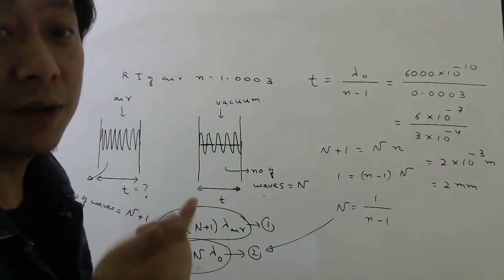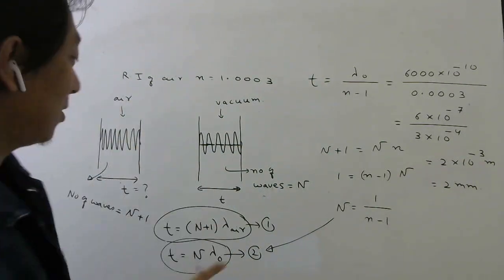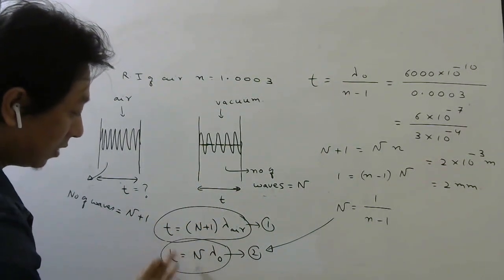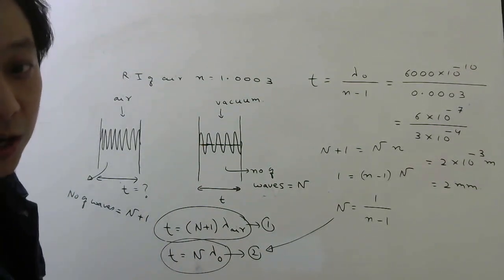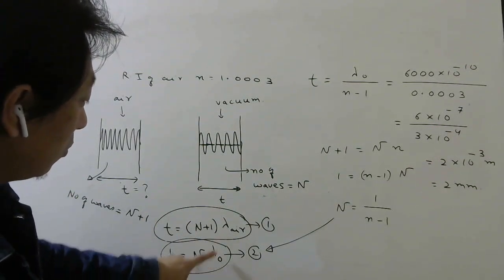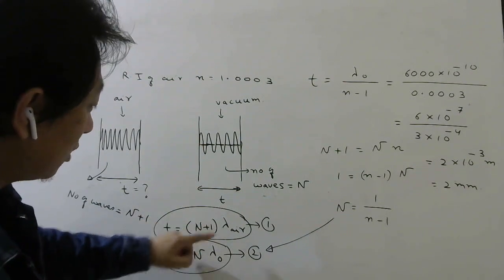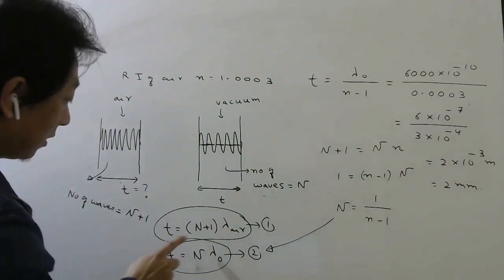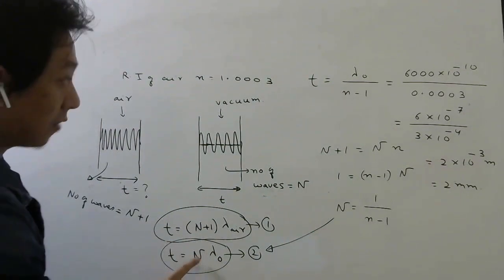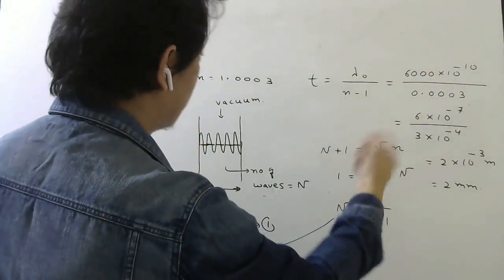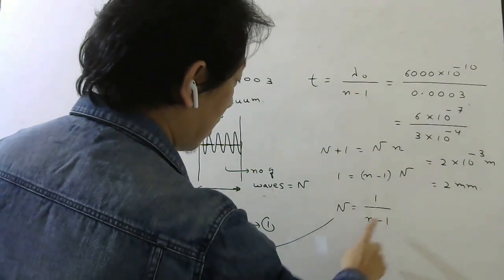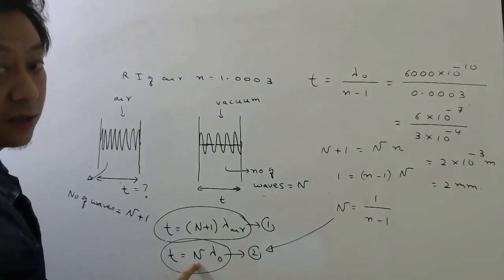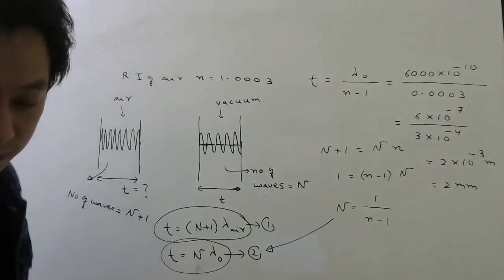And how many extra waves did they tell in the question? 1. So if this has N, this will have N plus 1 waves. So from here we write two equations. Now there are two unknowns here. By dividing this and this, we can find the relation between these two, right? We have done that already. And this n we have to find first. After finding the capital N, which was equal to 1 by n minus 1, we substitute this capital N here so that we can find the thickness. Okay.